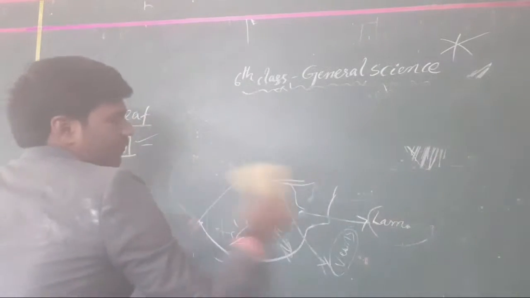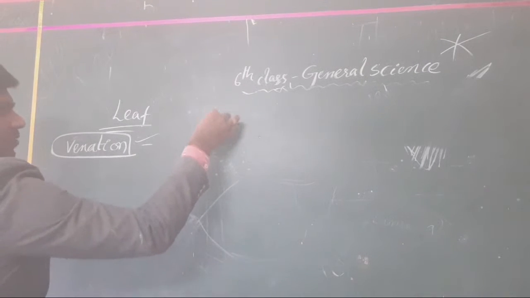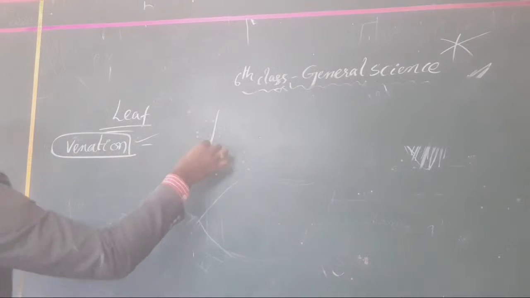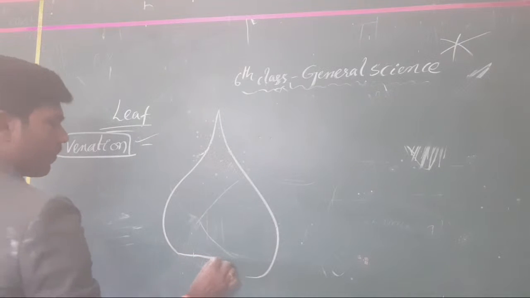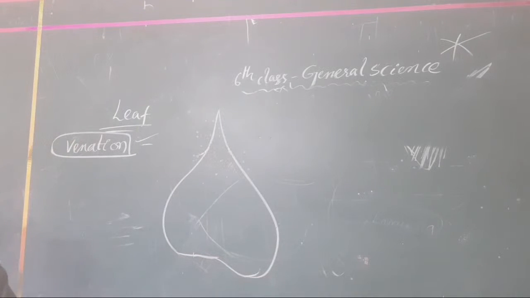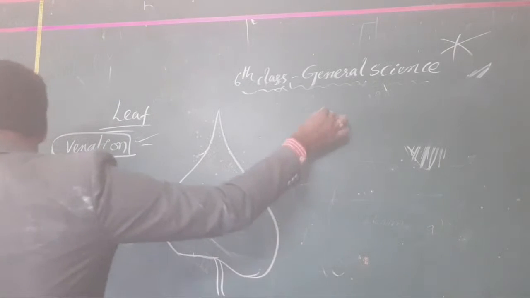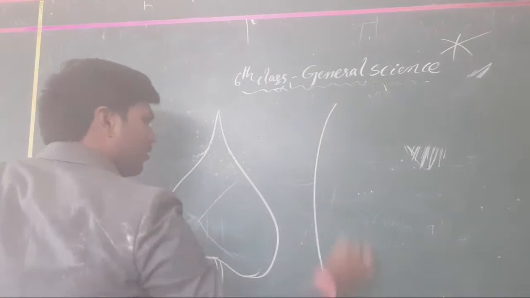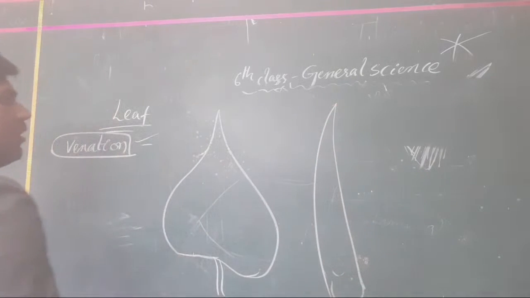Once you check here, the page number, which one? 88. You take page number 88. What will it be there? This structure will be given. Once check here. And one more structure is also there. This is one more leaf structure here. Okay, clear or not, all of you?